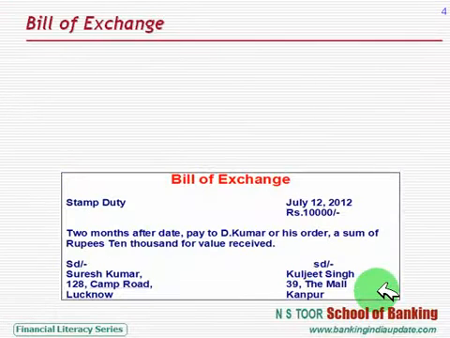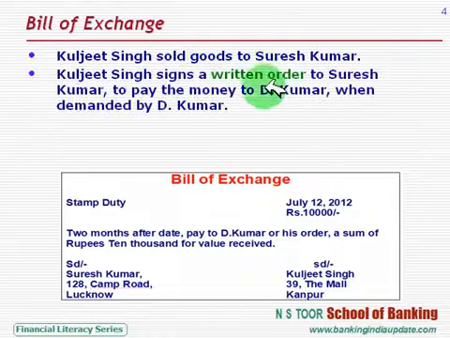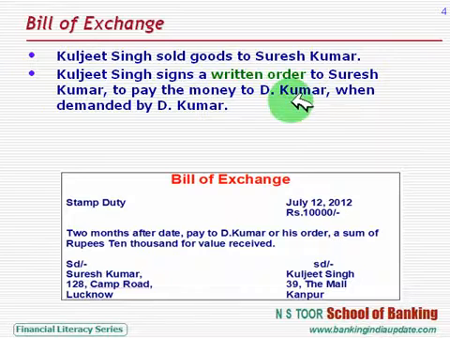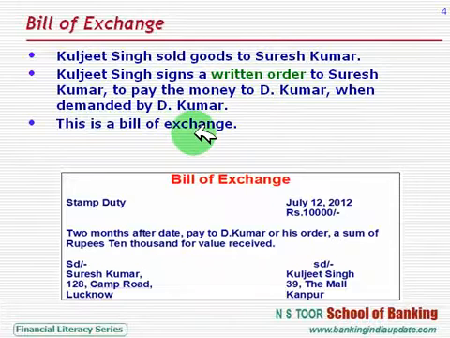Next instrument, that is called bill of exchange. What is a bill of exchange? So again, let us go back to our example. Suresh is purchasing goods from Kuljit Singh, or Kuljit Singh has sold goods to Suresh Kumar. Kuljit Singh signs a written order to Suresh Kumar to pay the money to another person called D. Kumar when demanded by D. Kumar. This is a bill of exchange.